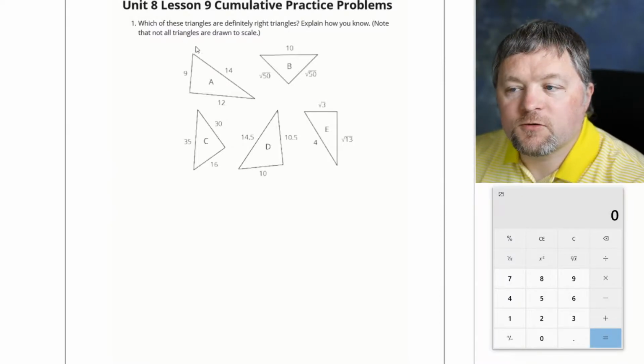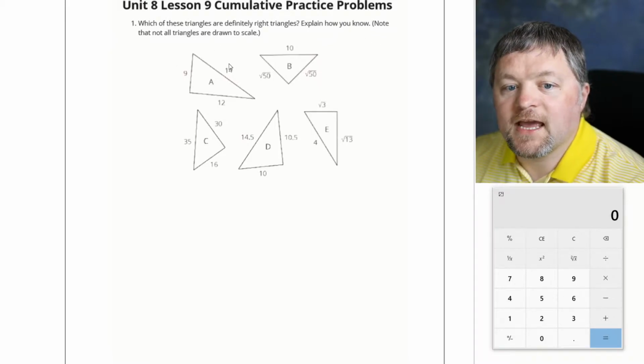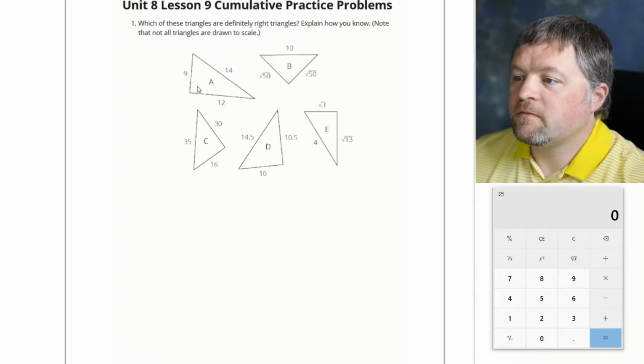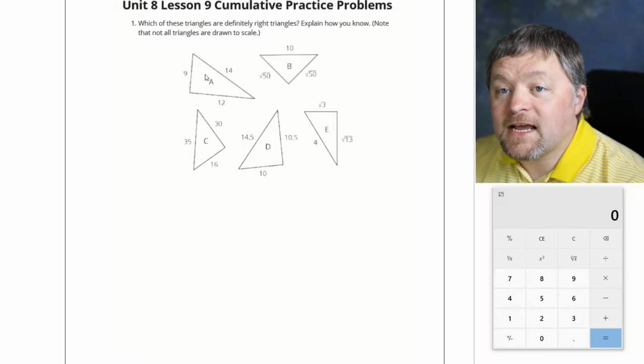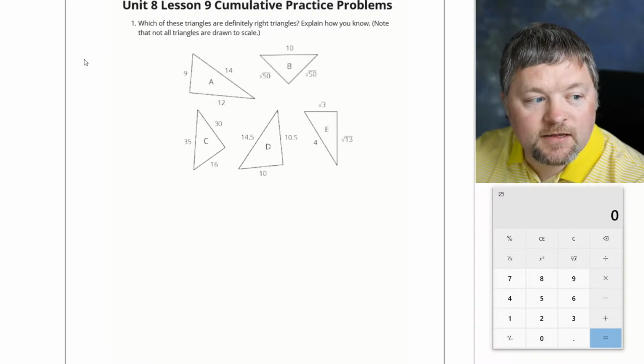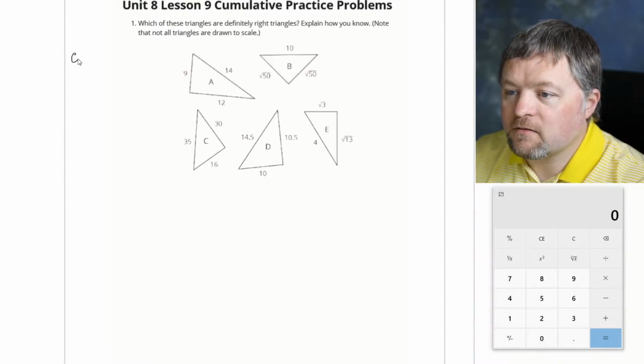Okay, our first question here says, which of the triangles are definitely right triangles? Explain how you know. Note the triangles are not drawn to scale. So, how do we prove a triangle is a right triangle? Well, if it satisfies the Pythagorean theorem, then it must be a right triangle.